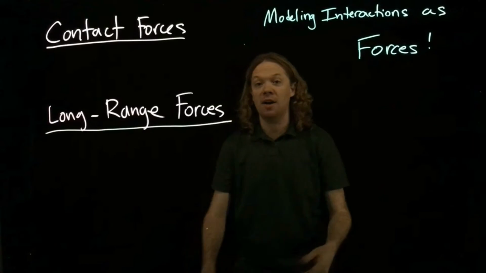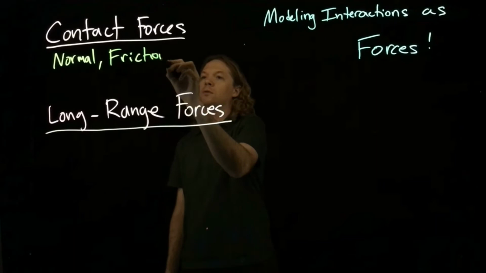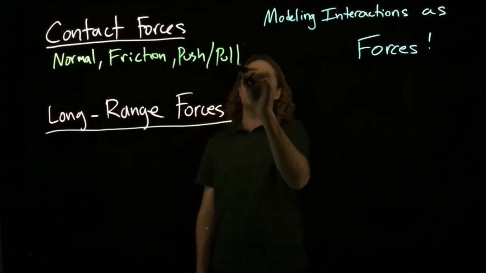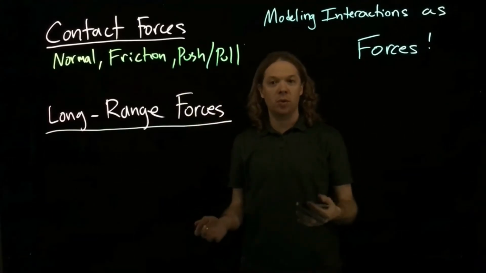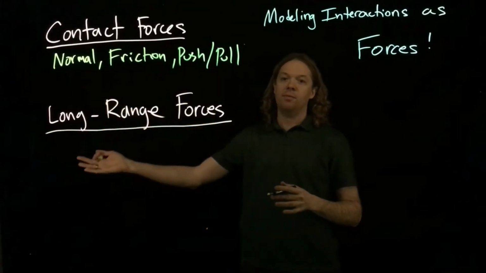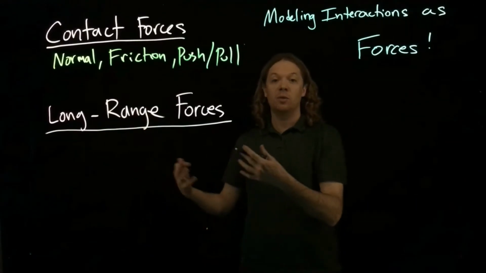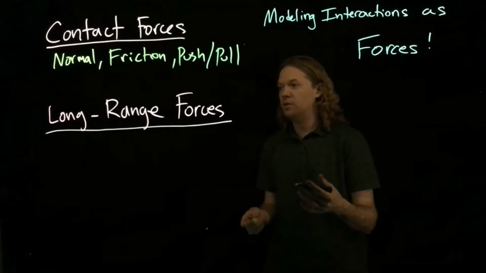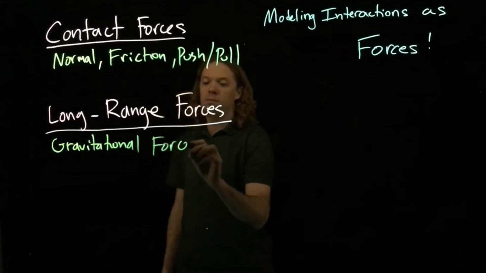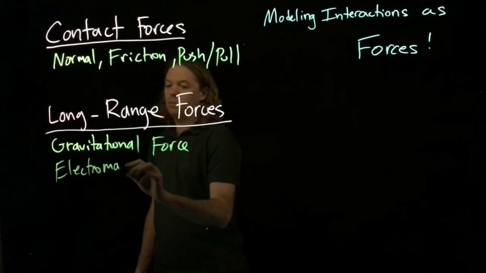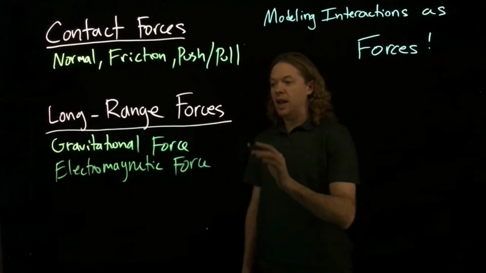Some examples of contact forces include the normal force, the frictional force, and any sort of generic push-pull force. So if I push on a wall, that wall pushes back on me. That is a contact force because I'm making contact with the wall. Long-range forces include both the gravitational force and the electromagnetic force.